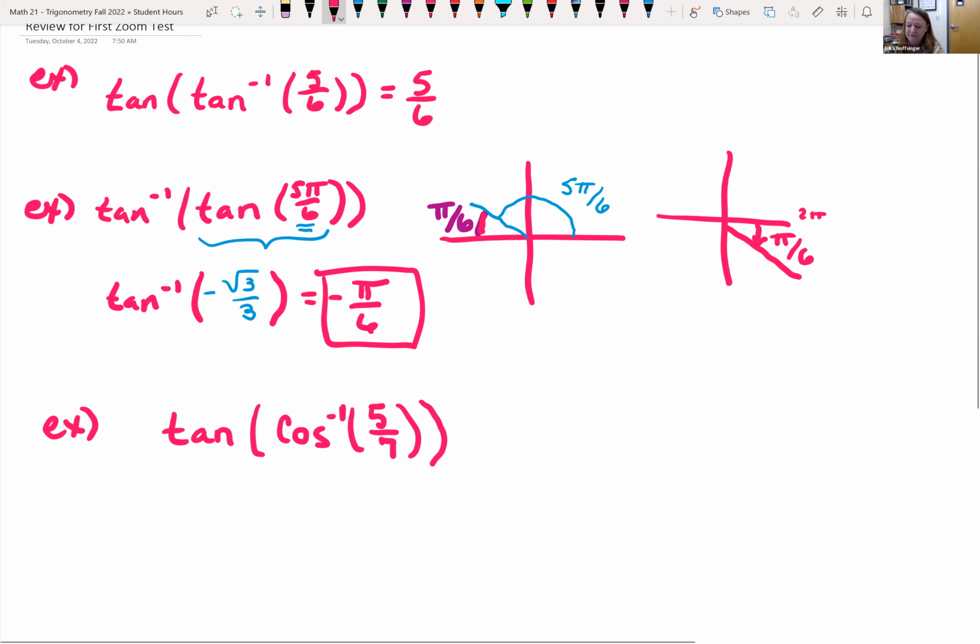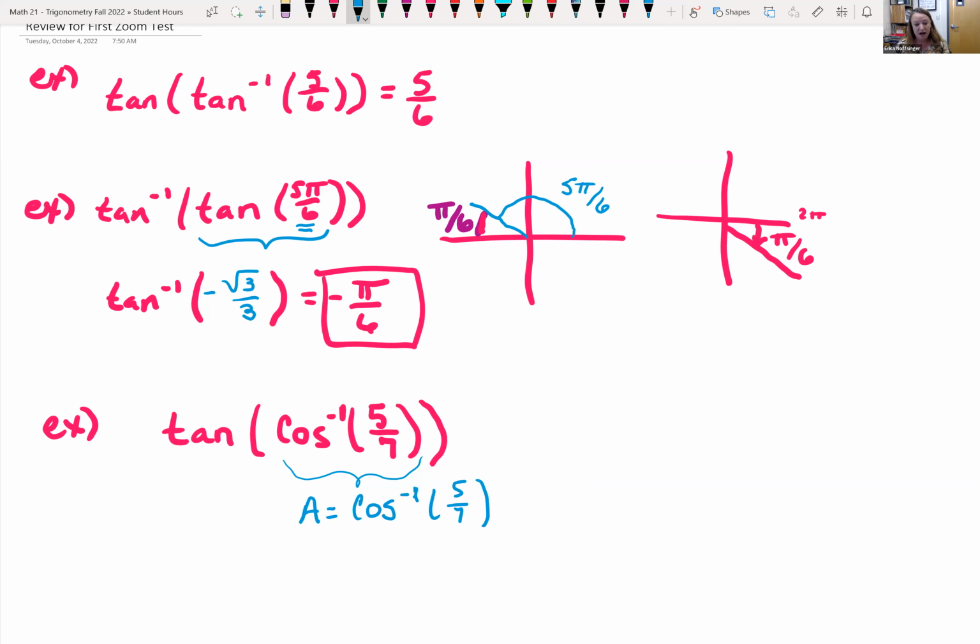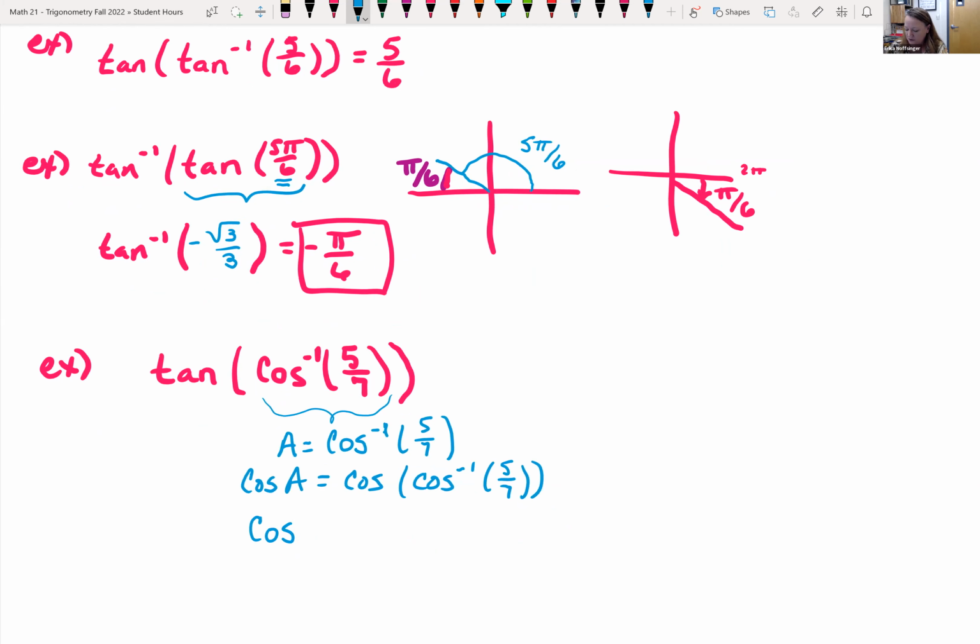And so if we don't know what that value is, then we're going to want to create a triangle. So we're going to do some substitution here. We're going to choose angle A to equal cosine inverse of 5/7. We want to undo that cosine inverse, and you can do that by taking the cosine of both sides of our equation. So we get cosine of A is equal to cosine of cosine inverse of 5/7. The whole point of that was so that it would fall out and give us just 5/7, the argument.